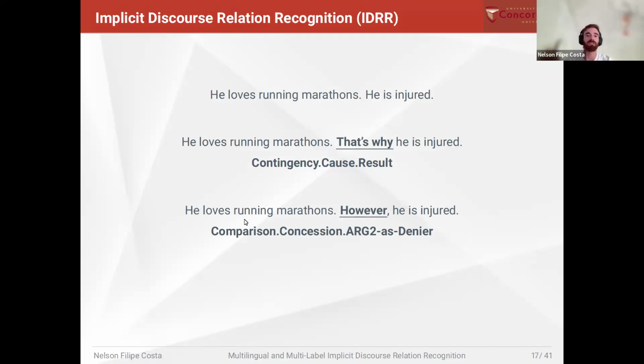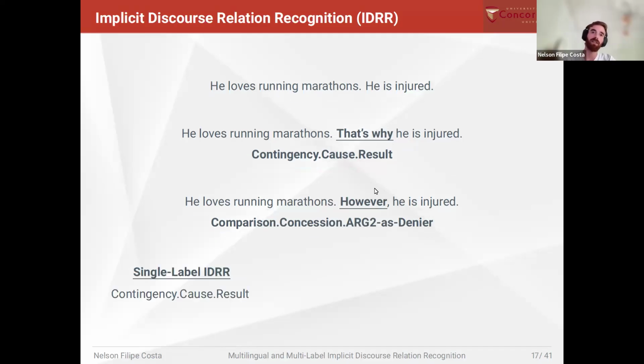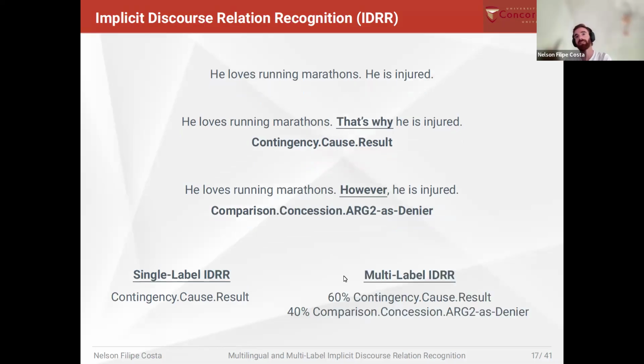So understanding implicit discourse relations really depends on the context that you provide and the personal background of the person reading it. So it's an ambiguous task. It's open to different interpretations. In a traditional task, so up until today, all the work that has been done on IDRR would try to find a single label that would best define this implicit relation, which in this case could be contingency cause result. But what we are trying to do in this work is defy this idea and say that instead of just trying to pick the one sense we deem more appropriate, why not keep both senses?